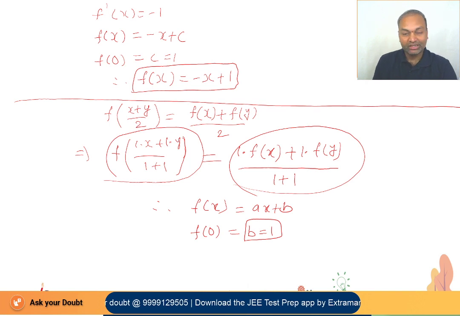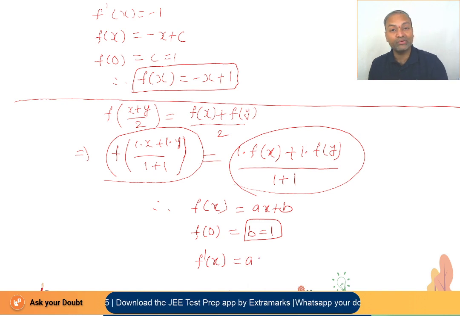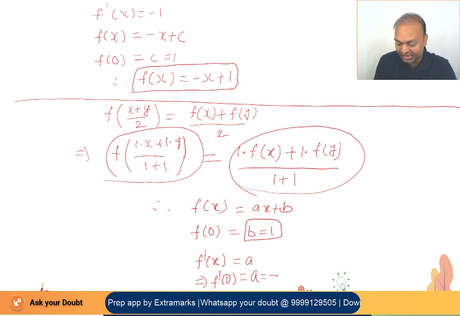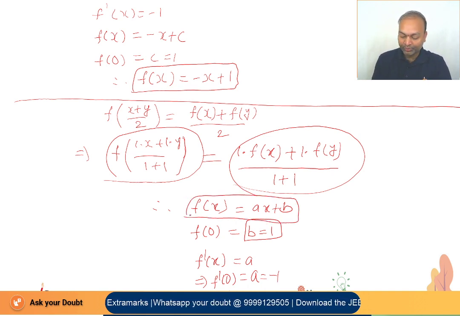Next, differentiate this function. F of x derivative is what? F dash of x: ax derivative is a, b derivative is 0. Now put x is equal to 0. F dash of 0 is equal to a. But f dash of 0 is what condition? Minus 1. Right? Put the a, b values in this function.